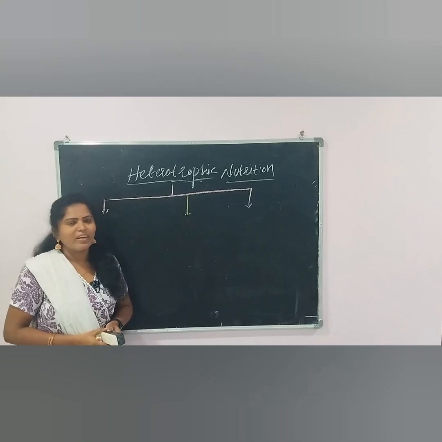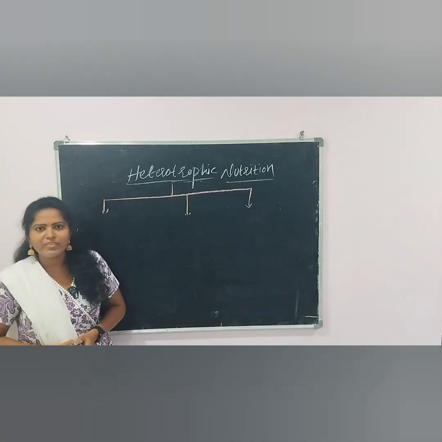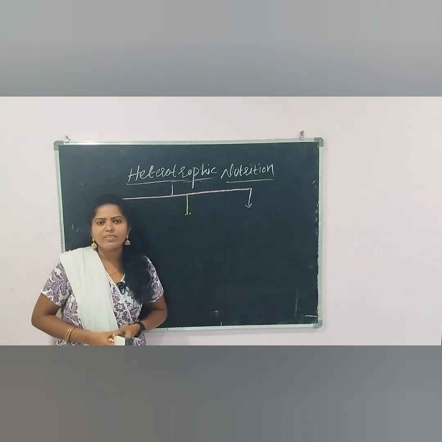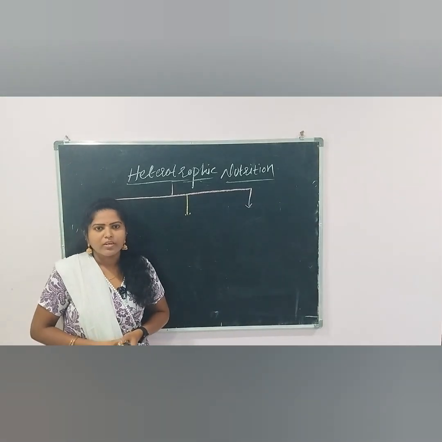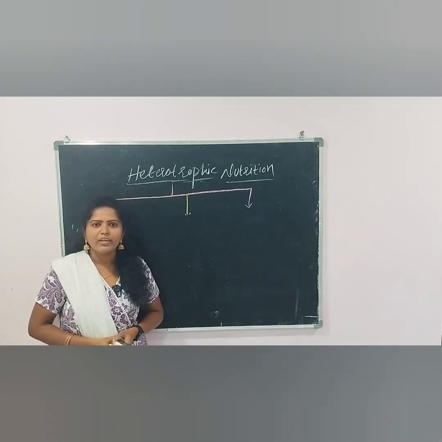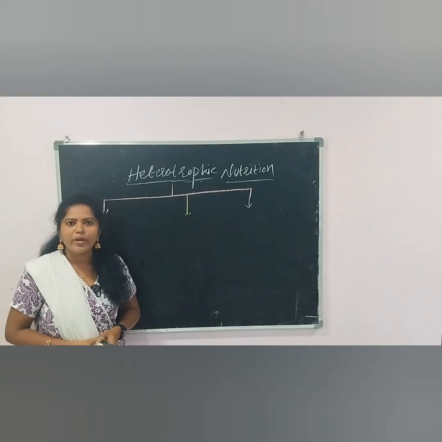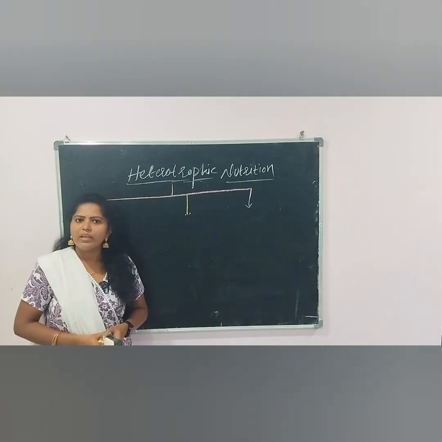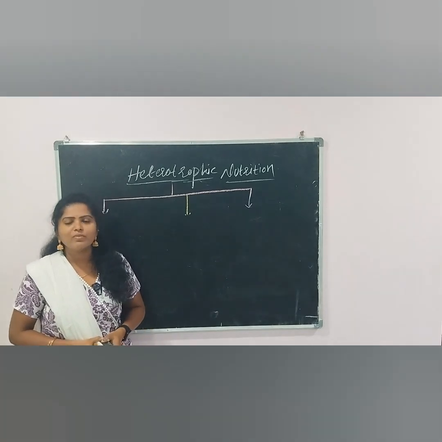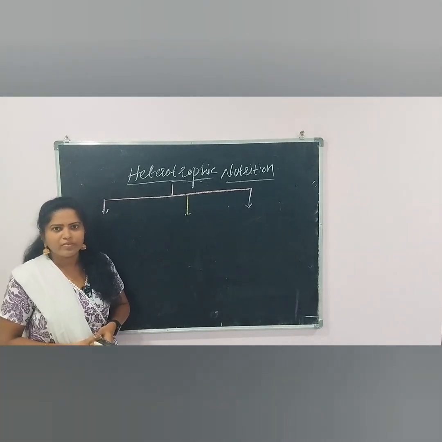Today's topic is heterotrophic nutrition. Previously, we studied the definition of heterotrophic nutrition. What is heterotrophic nutrition? Organisms that can't synthesize their own food, or can't make their own food, and depend on other organisms for their food, have heterotrophic nutrition. Examples we studied were some bacteria and animals.